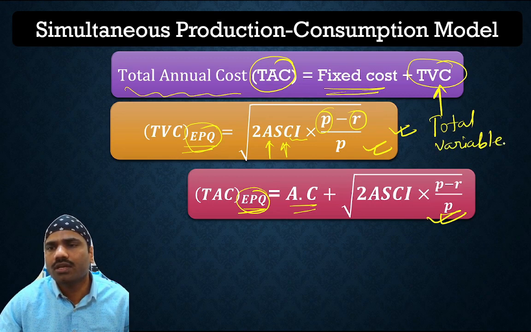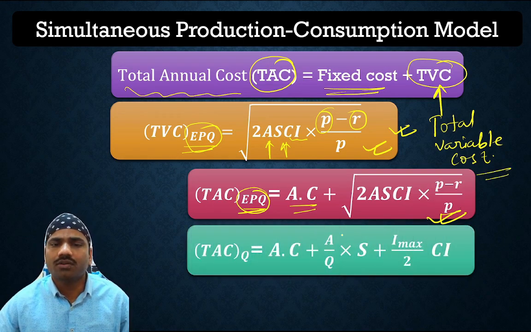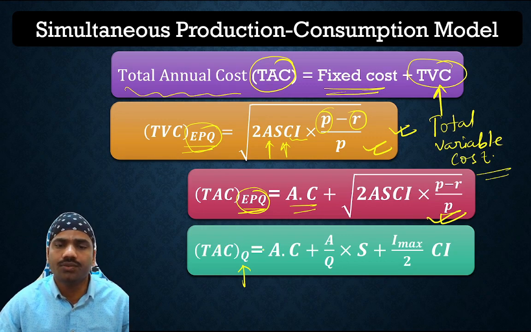So we can find total annual cost, total variable cost by making use of this formula. Next we will talk about the total annual cost at some general quantity Q. We can find it, and that will be equal to fixed cost, that is annual demand into unit cost, plus we have setup cost.